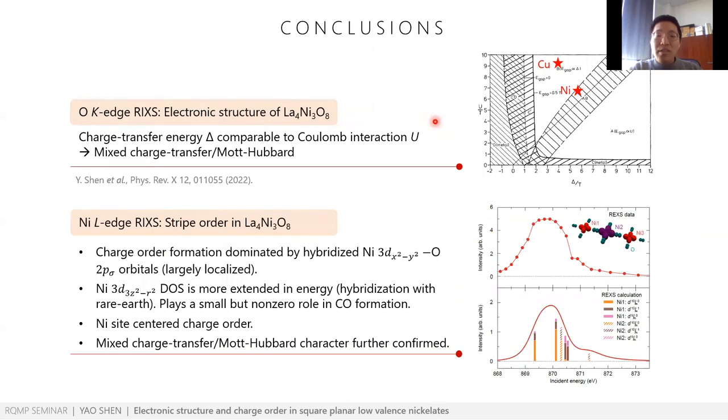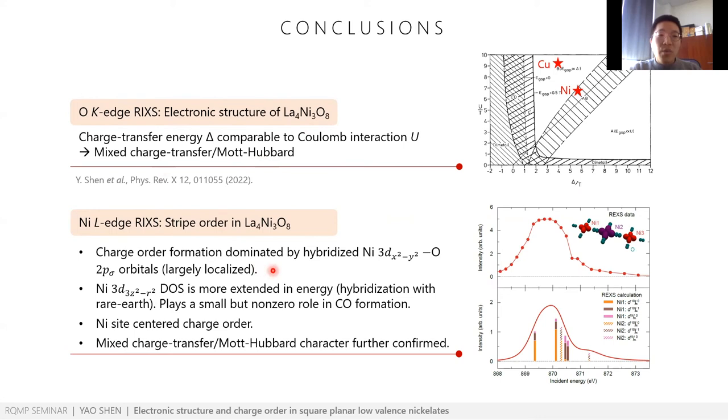And so these are the conclusions of my talk. Basically, we use oxygen K-edge RIXS to study the electronic structure of the low valence nickelate 438 and find that it is in the mixed charge transfer Mott-Hubbard region.